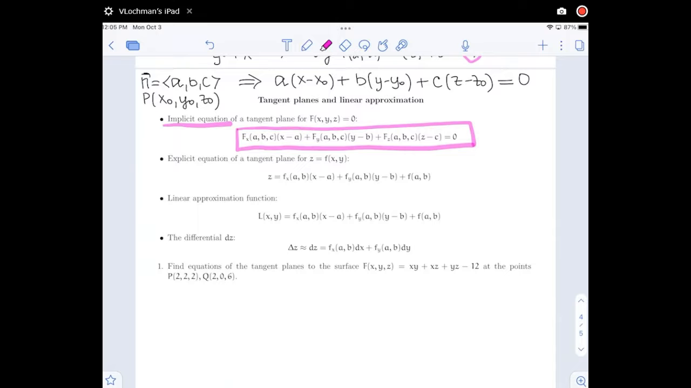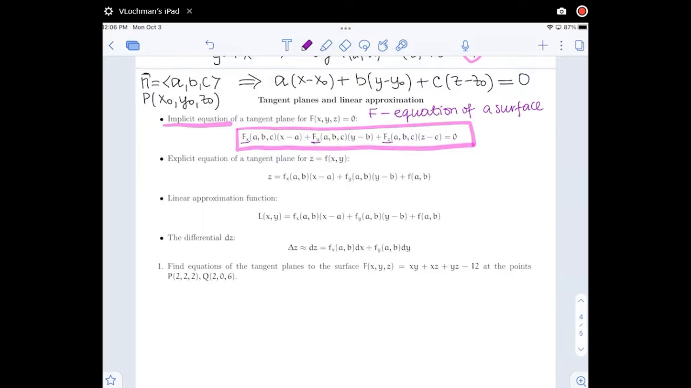If you look at it, what is F? F is the function. Well, it's not a function. F is the equation that describes the surface. So that's our big F. And then these are all partial derivatives, that's all they are. F with respect to x, F with respect to y, F with respect to z. Those are the partial derivatives of our equation of a surface. And then we have x minus a, y minus b, z minus c is equal to 0. That just follows that formula nicely.